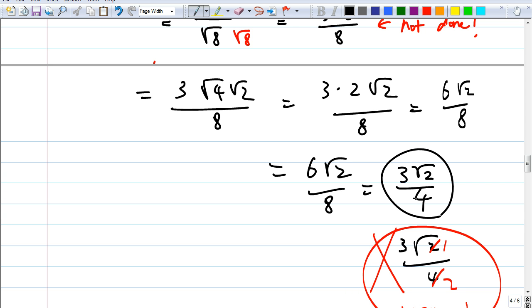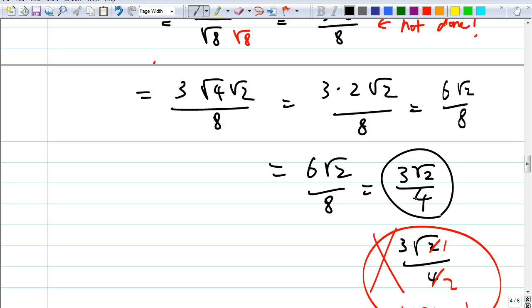Because it's rad 2. So it's still 2? No, but you're right. Why? Rad 2 is like some number multiplied by itself. It's an irrational number. It's some decimal. It's not 2, is it? Does that make sense? It's one number between 1 and 2. It's 1 point something. So it goes on forever, right?